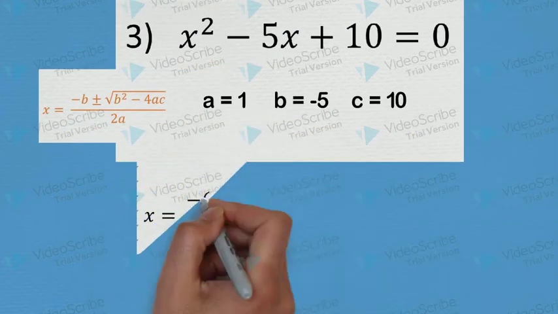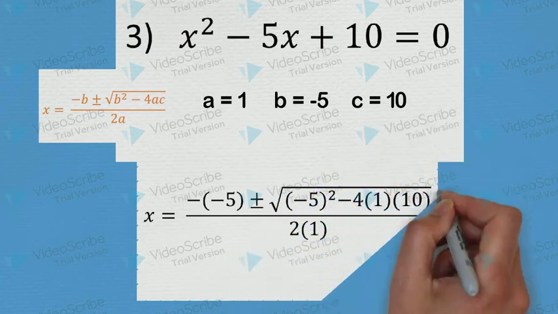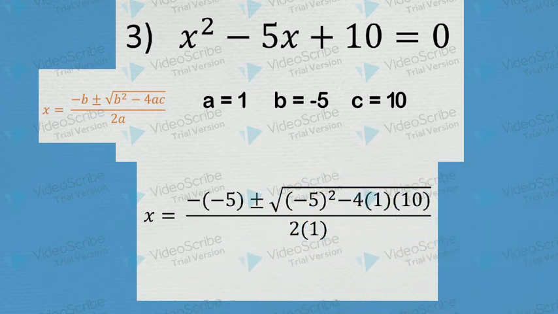Good. You should have x equals negative times negative 5 plus or minus the square root of negative 5 squared minus 4 times 1 times 10 all over 2 times 1. Go ahead and check your work.